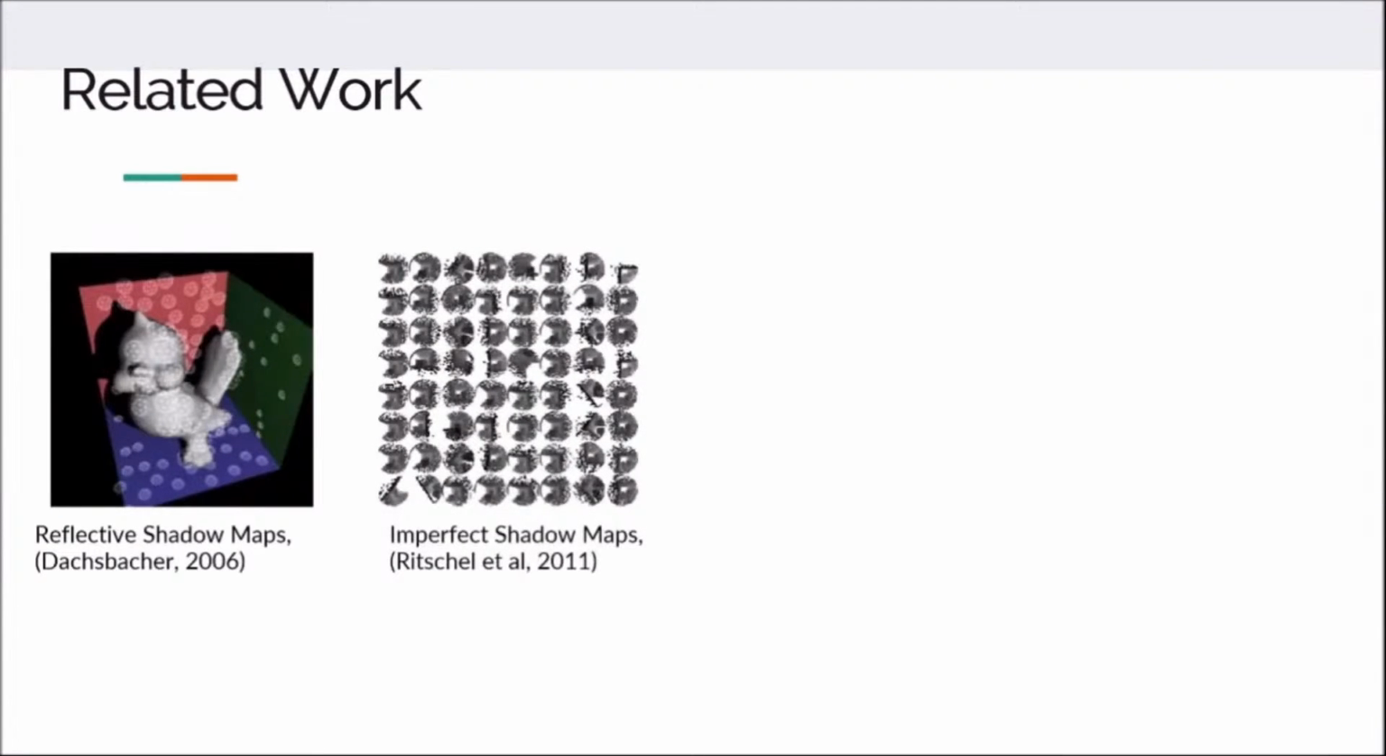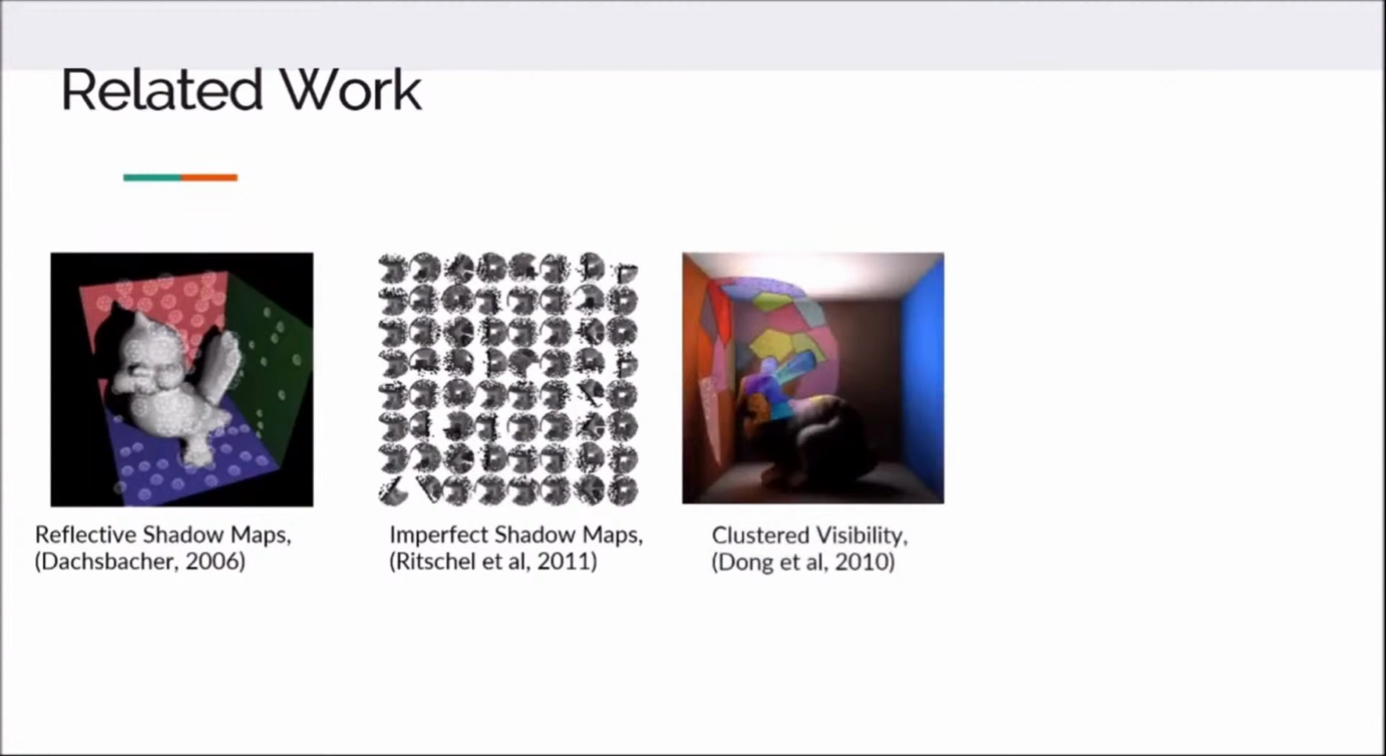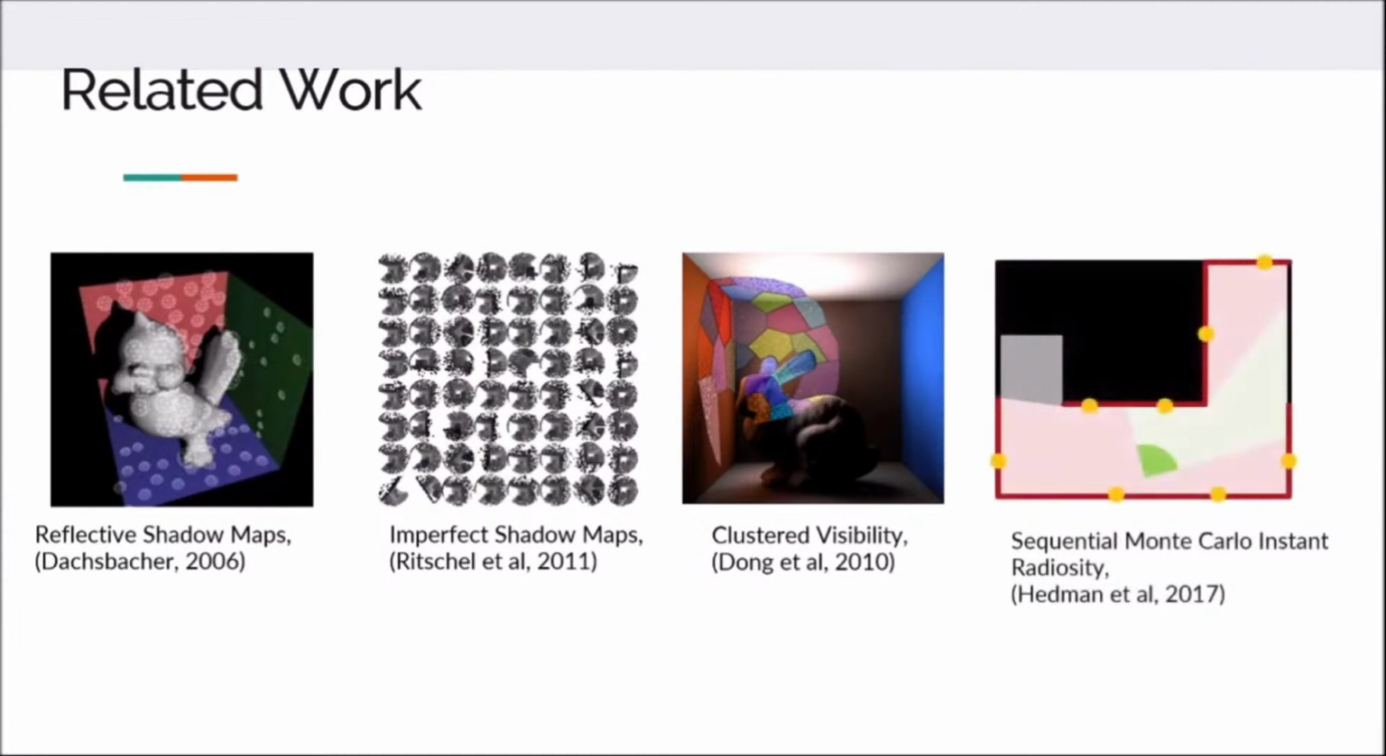Imperfect shadow maps try to solve visibility for thousands of VPLs at interactive rates by rendering the scene from the point of view of a point-based representation. Clustered visibility reduces the computational costs of these renderings by clustering VPLs and solving visibility for cluster centroids only. Sequential Monte Carlo instant radiosity improves temporal coherency of a VPL rendering by devising a placement scheme as a particle filter, allowing for temporal coherence for both dynamic light sources and cameras as well.